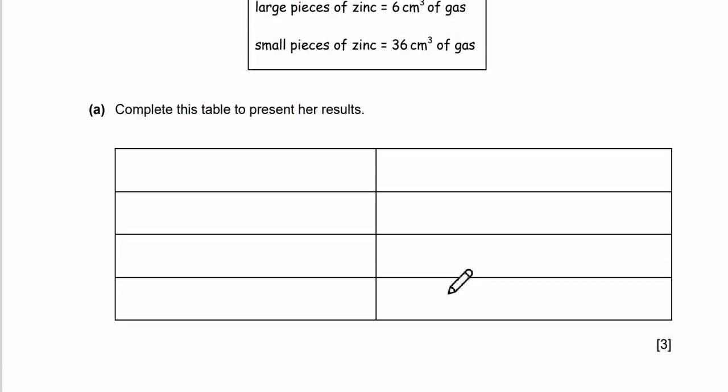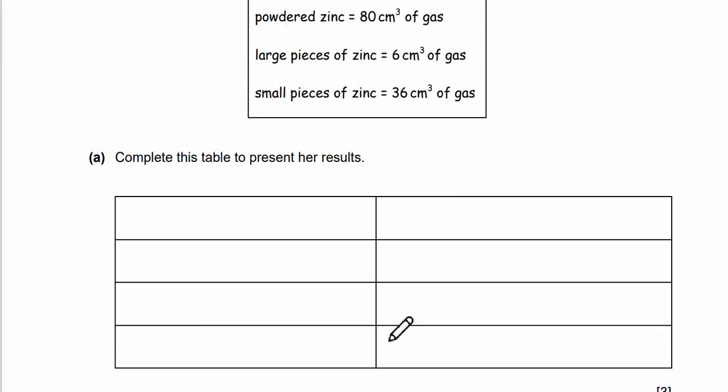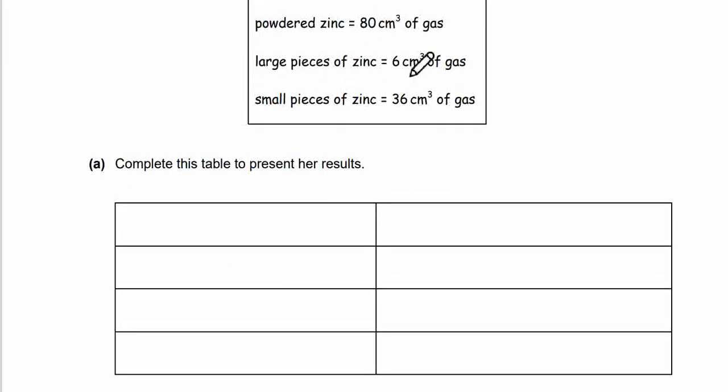Now question A, complete this table to present her result. Here we have 2 columns and 4 rows to present the result. So this will be the heading. The heading will be the sizes of zinc, and then this will be the volume of gas, and then we just have to type down all the answers here from powder, small and large, with the given data 80, 36 and 6. Let's type that down.